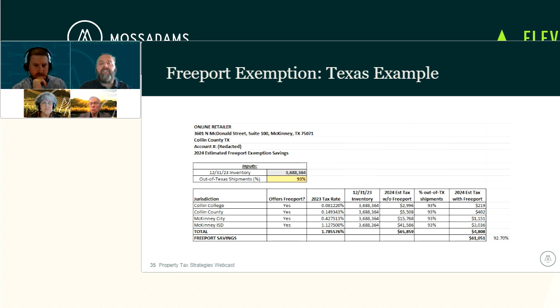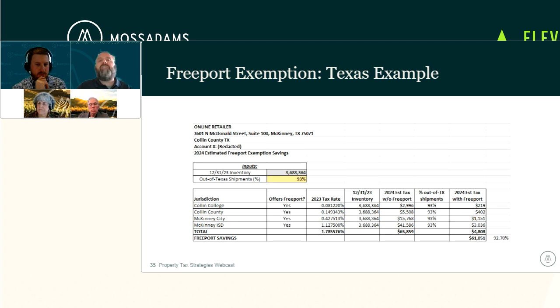So running the math, for just this inventory, if they file a Freeport exemption that doesn't get approved, they're going to pay about $66,000 worth of business personal property tax. Being that all 4 jurisdictions offer it, and at 93%, that number goes down to $4,800. So a savings of over $61,000 in taxes, from $66,000 down to $4,800.